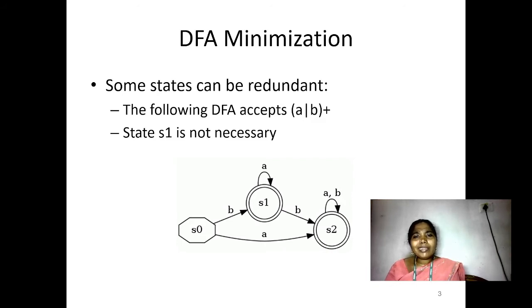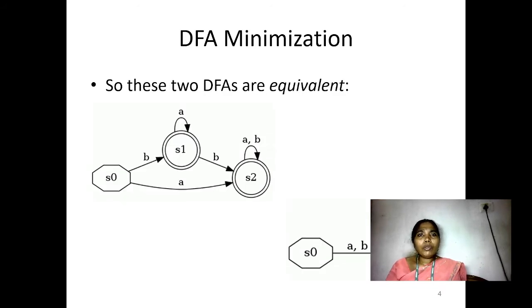Now if you see this diagram, from S0 for the transition b, I am moving to S1. Once again, there is a transition for b to S2. Now you find that S1 is not necessary here. So I can combine the states, right? Let us see how we can eliminate the redundancy. These two DFAs are equivalent, right? So I combine S1 and S2 as S1.